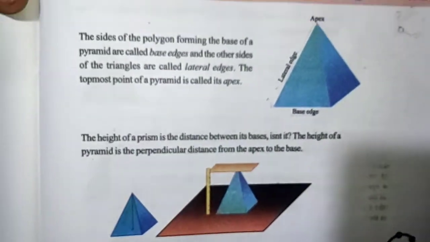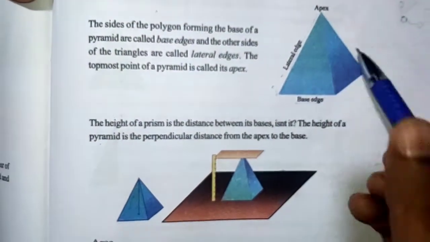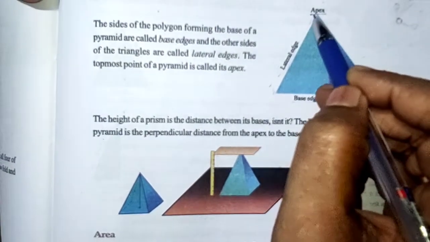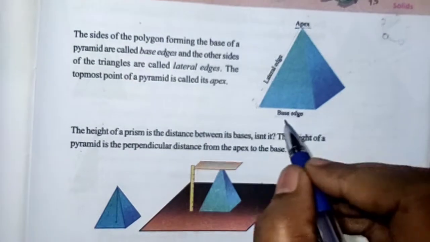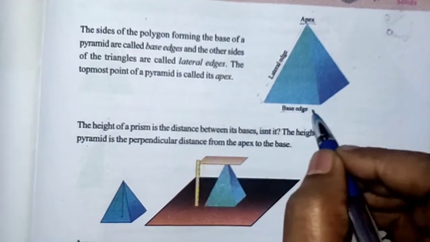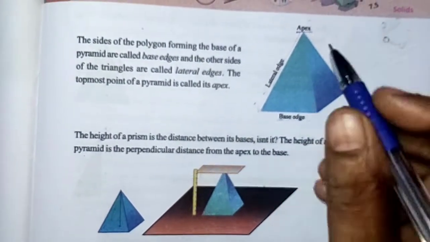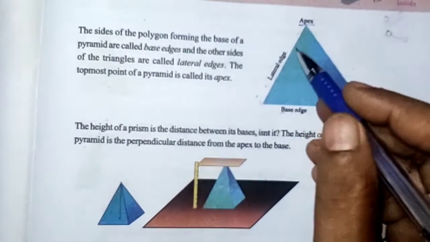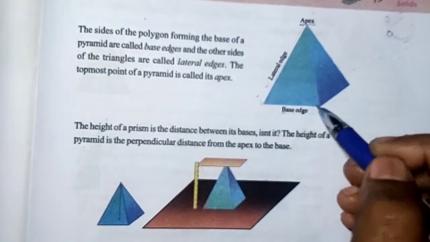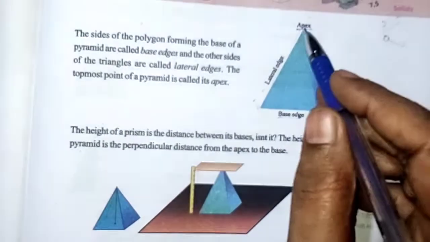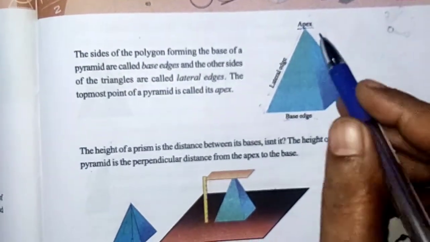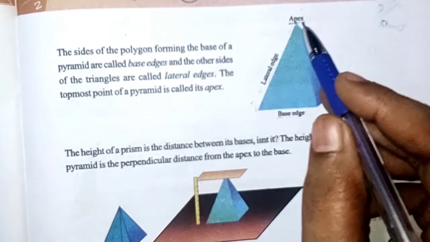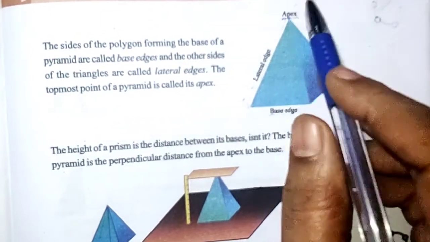All the four triangles meet at a point. This point is called the apex. So there are three terms. One is the base edge, which means the sides of the square in the middle of the pyramid. These are the sides of the triangles, and this is the point where all four triangles meet.